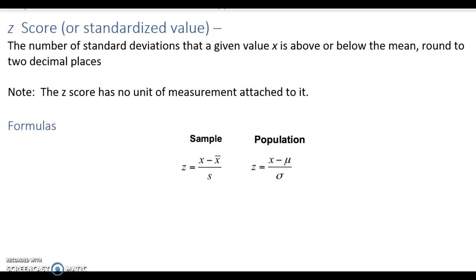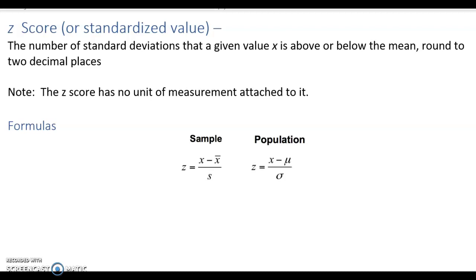So what that means is if a data value falls below the mean, it should have a negative z-score. If a data value falls above the mean, it should have a positive z-score. And if a data value is the same as the mean, the z-score will be 0. Here we have formulas for z-score. It's the same process with a sample or a population, but remember we use different notation for samples and population. So z equals x, your data value, minus the mean, divided by the standard deviation.